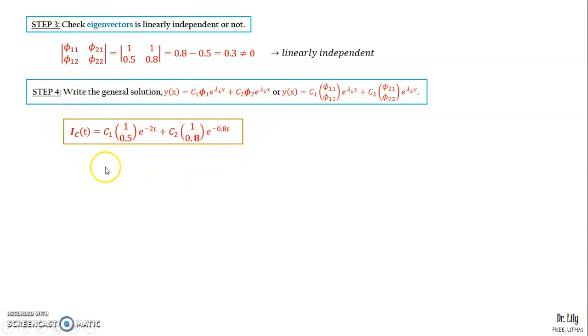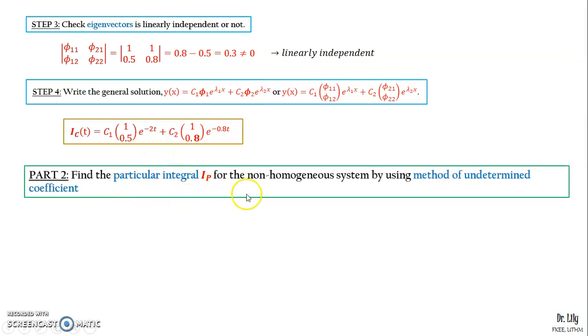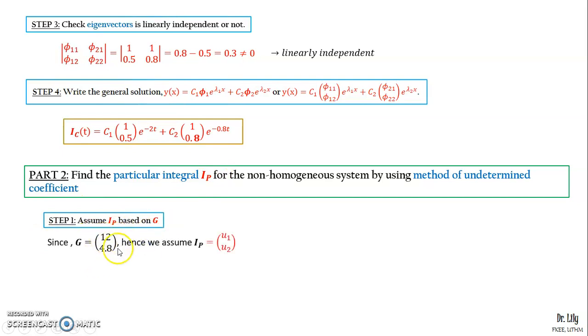Once dah dapatkan nilai IC, which is dia punya complementary function, kita teruskan cari kita punya particular integral. Okay, so in this case, kita kena assume IP tu based on the G kan. So, G is given by 12 and 4.8. So, sama juga macam contoh yang sebelumnya. Dia adalah polynomial function. Jadi, IP kita adalah U1 and U2. So, kita compare IP dengan IC. So, in this case, IP tak sama dengan IC. Okay, sorry. So, here ni typo error.